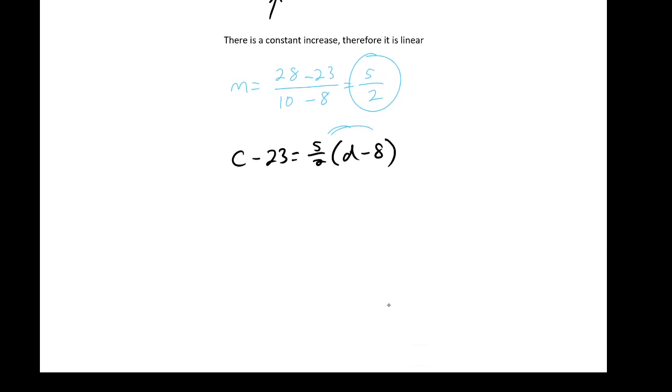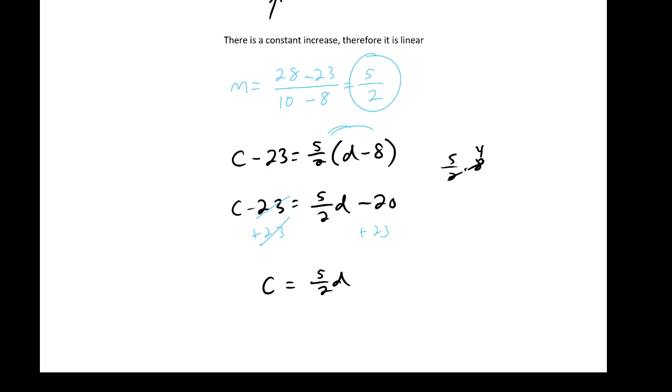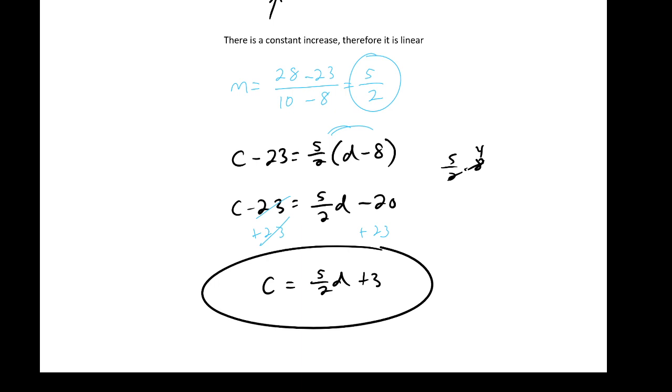We're going to take this and distribute, okay? So c minus 23 is going to be equal to 5 halves times d, and 5 halves times negative 8, right? So 5 times 4, that's going to be a minus 20, okay? And then, of course, the last step is we're going to add 23 to both sides so that we have this as a function with cost being dependent on the distance as the input. So 5 halves d, and then negative 20 plus 23 is positive 3. So there we go. There is our function.